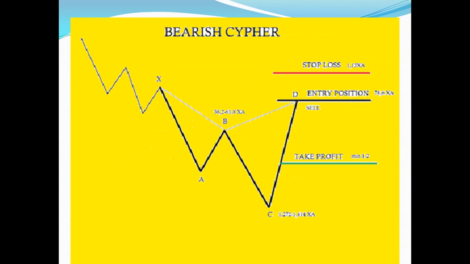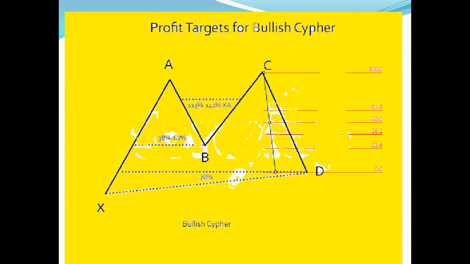You see the diagram of the bearish cipher. Short position is at D and you can take profit. That has already been shown to you. The stop loss is also shown in the diagram.